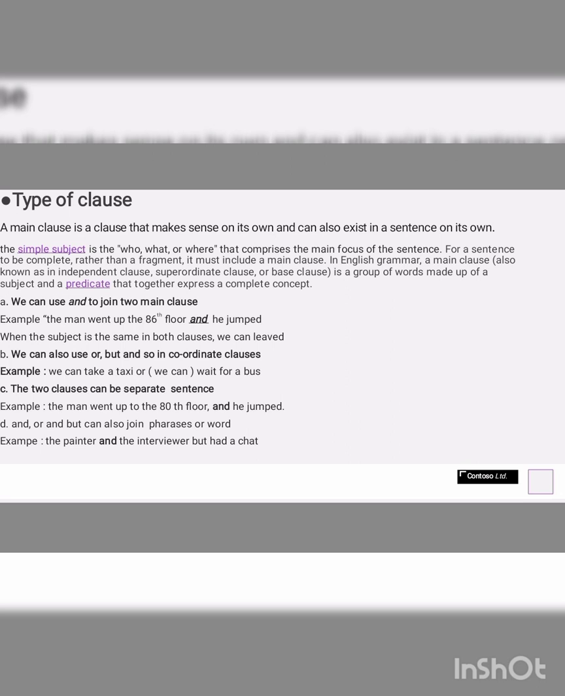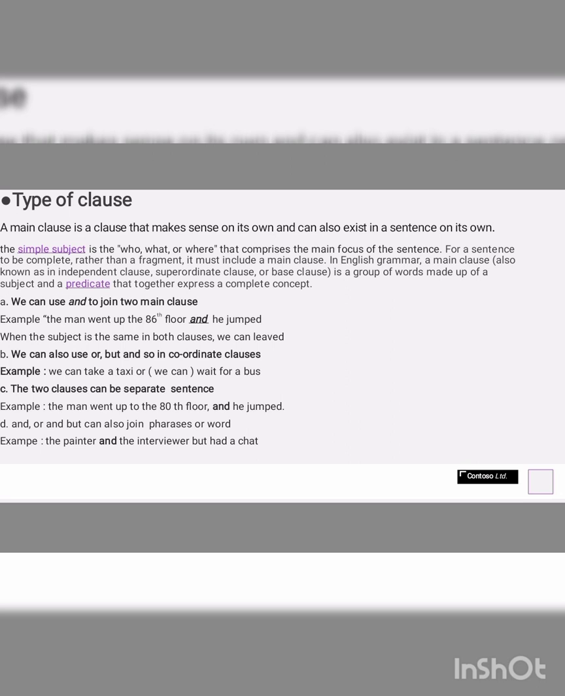A main clause is a clause that makes sense on its own and can also exist in a sentence on its own. The simple subject is the who, what, or where that comprises the main focus of the sentence. For a sentence to be complete rather than a fragment, it must include a main clause. In English grammar, a main clause, also known as an independent clause or base clause, is a group of words made up of a subject and a predicate that together express a complete concept.